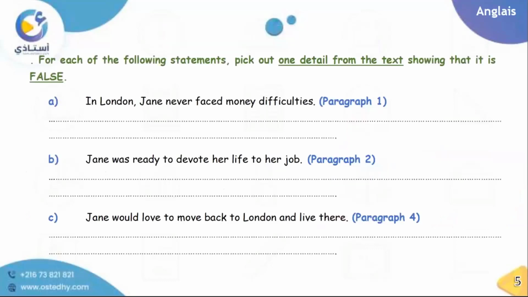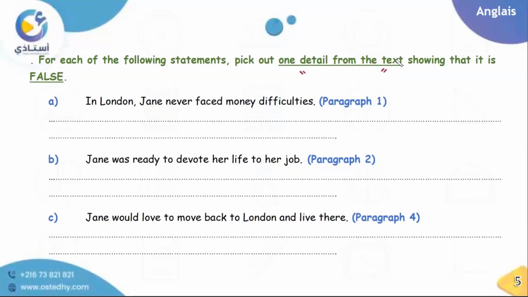Then we have: for each of the following statements, pick out one detail from the text showing that it is false. Okay, a detail from the text, so you don't need to write a sentence from your mind, so it's not your own words. It's a detail from the text. Pick a line. Of course, if it asks you to pick a detail from the text, you have to put it between quotation marks.